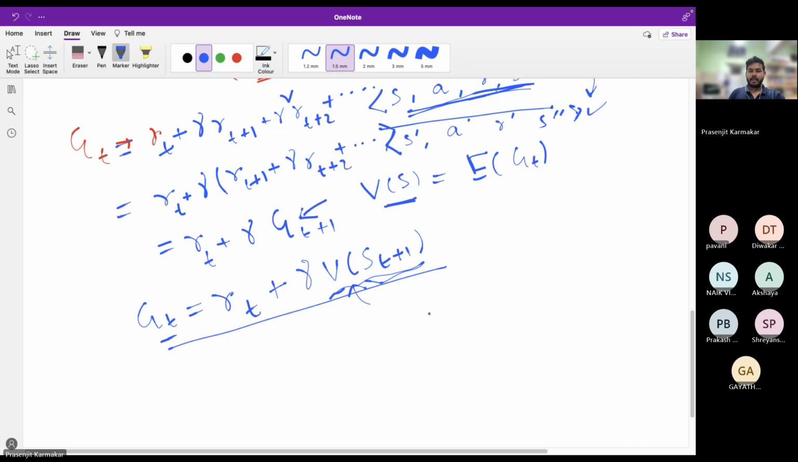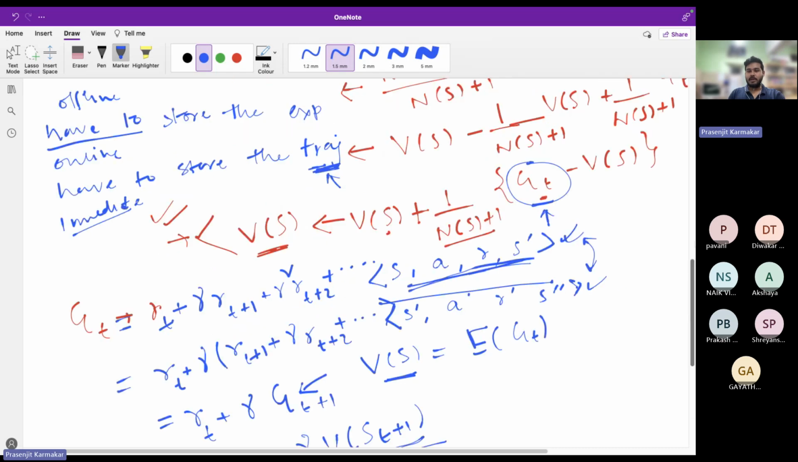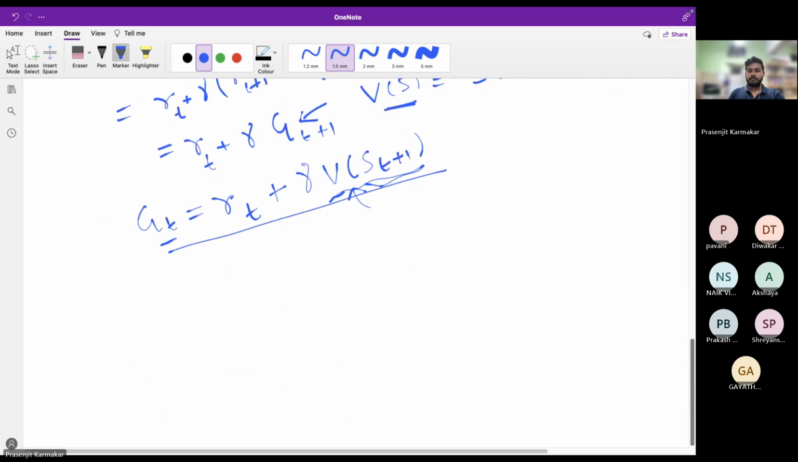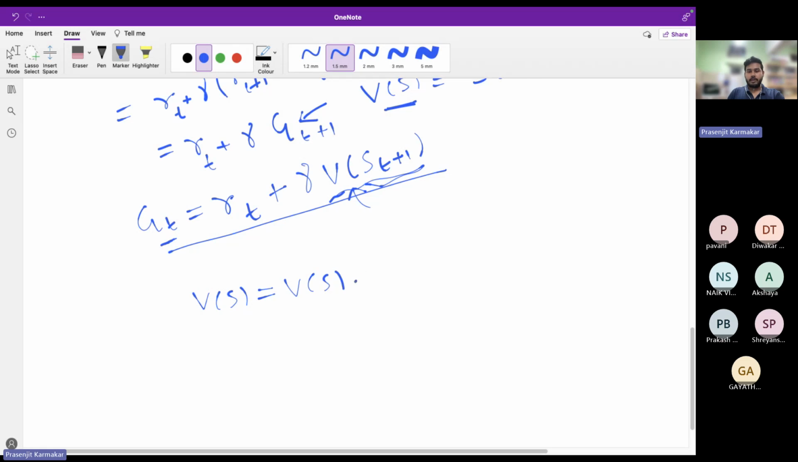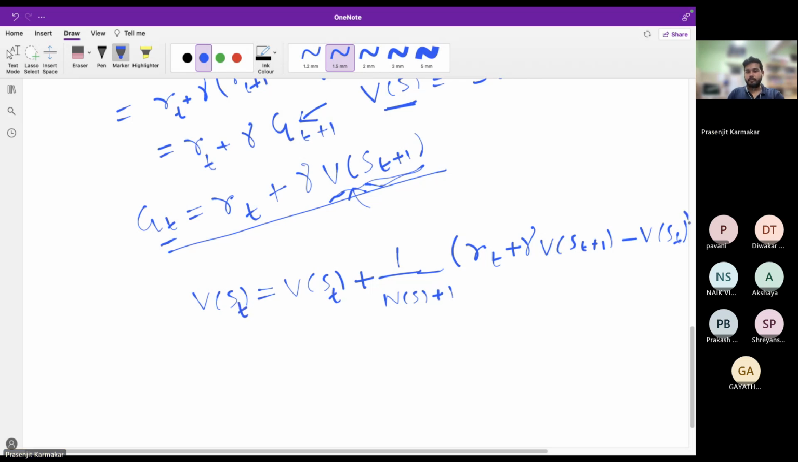Okay, so now how does this update equation look? V(S) is equal to V(S) plus 1 over N(S) plus 1 times R_t plus gamma V(S_{t+1}) minus V(S_t). This is a very good looping structure, and you basically do TD here. This is your new update equation.